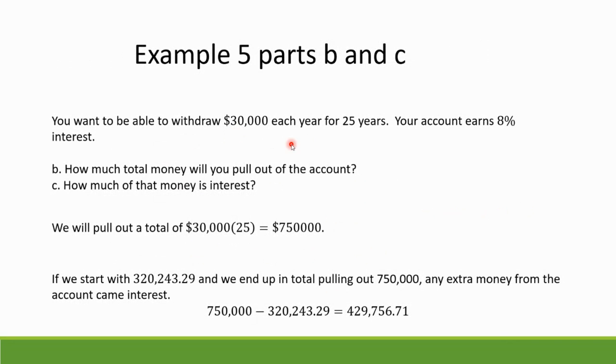Now, again, we want to know how much are we pulling out in total from the account? Well, if we're pulling out $30,000 a year, and this is going on for 25 years, we just multiply. We do 30,000 times 25, and that gives us this.